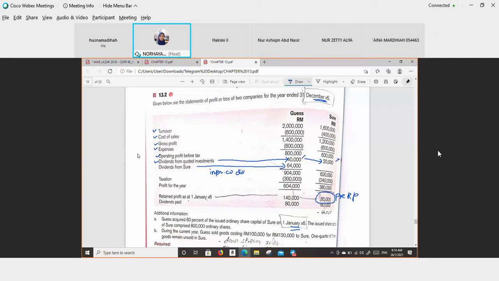Ashikin, can you hear? Okay. This is intercompany dividend. This one should be eliminated from the group profit or loss. And then taxation, profit for the year, retained profit at the opening of the year and then dividend paid. Gas pays dividend as parent and also Sure.